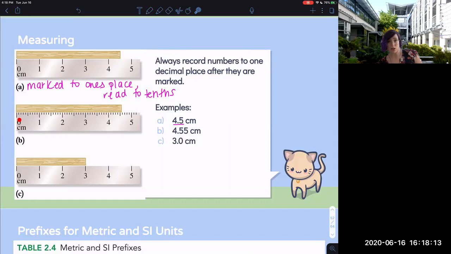This one is marked to what place? Every single little marking is 0.1. So this one is marked to the 10th place. So what comes after the 10th place? I get to read it to the 100th place. That's why I get to say 4.55, because I think it's in between 4.5 and 4.6. So I get to say 4.55, I get to guess.